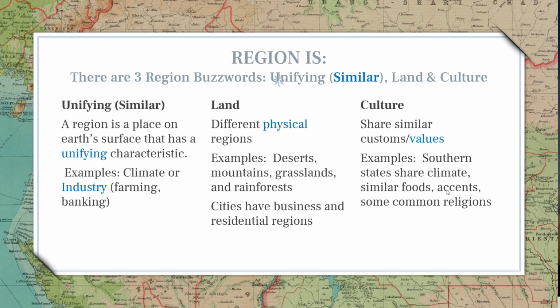So for instance, here in the southern states where we live, we have a similar climate in most of the southern states. We eat similar foods, although there's a wide variety of foods. There are similar accents. We're used to that southern accent. And there are some common religions. Not everybody, for sure, but there are some.